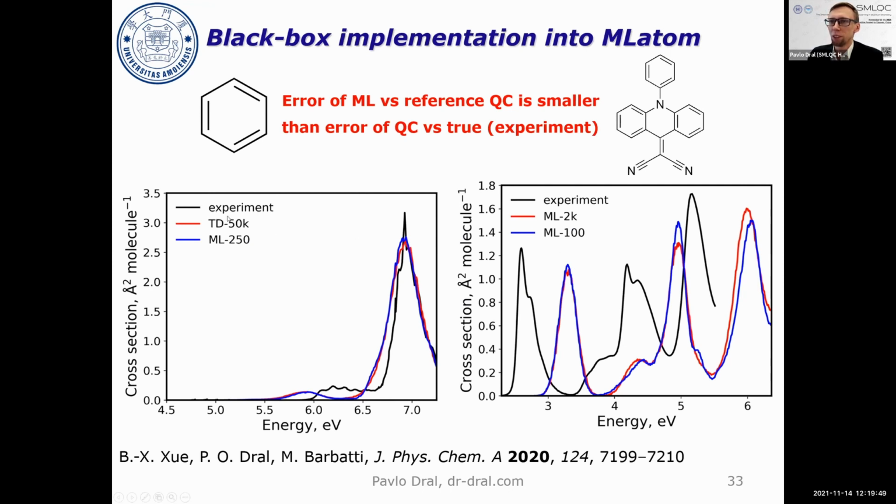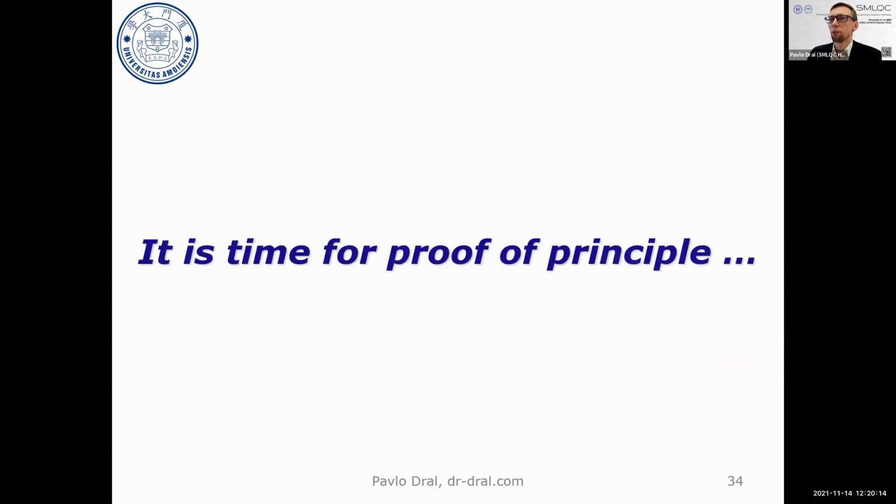If you take the TD-DFT calculations of the spectrum, for example, you see that TD-DFT is much worse with respect to the experimental spectrum than your machine learning method, which is basically an approximation to quantum chemistry. So why do we need to care about some small accuracy gains if we cover most of the error anyway by training the model and making it faster?